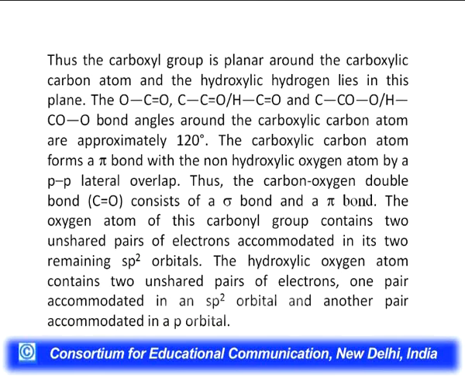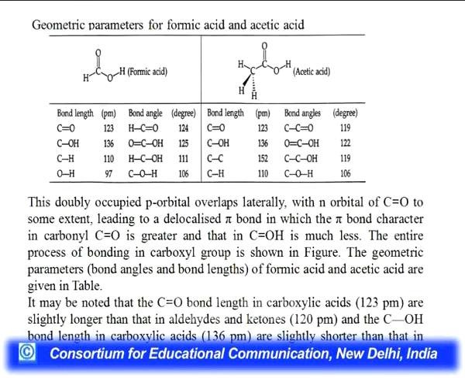The oxygen atom of this carbonyl group contains 2 unshared pairs of electrons accommodated in its 2 remaining sp2 orbitals. The hydroxylic oxygen atom contains 2 unshared pairs of electrons, 1 pair accommodated in an sp2 orbital and another in a p orbital. You can see the different geometric parameters, bond lengths and bond angles, for formic acid and acetic acid.